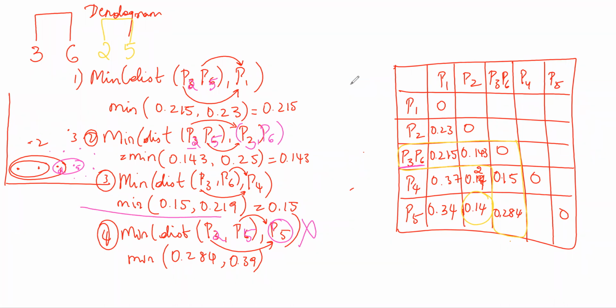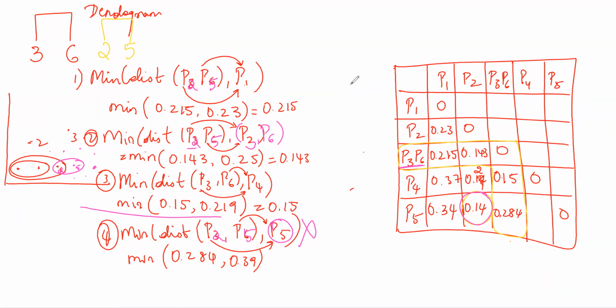You clear with this? I had created a new dendrogram. So that dendrogram was 2 and 5, based on the minimum distance value that I got. From here, now I have to follow the same procedure that we followed. Is there any point which is close by to the 2 and 5 cluster? So 2 and 5 with P1, I will check.